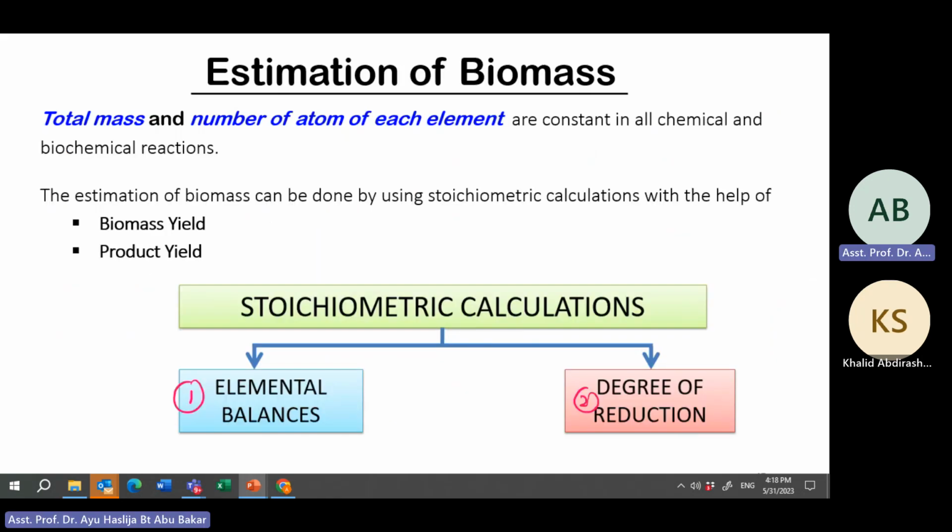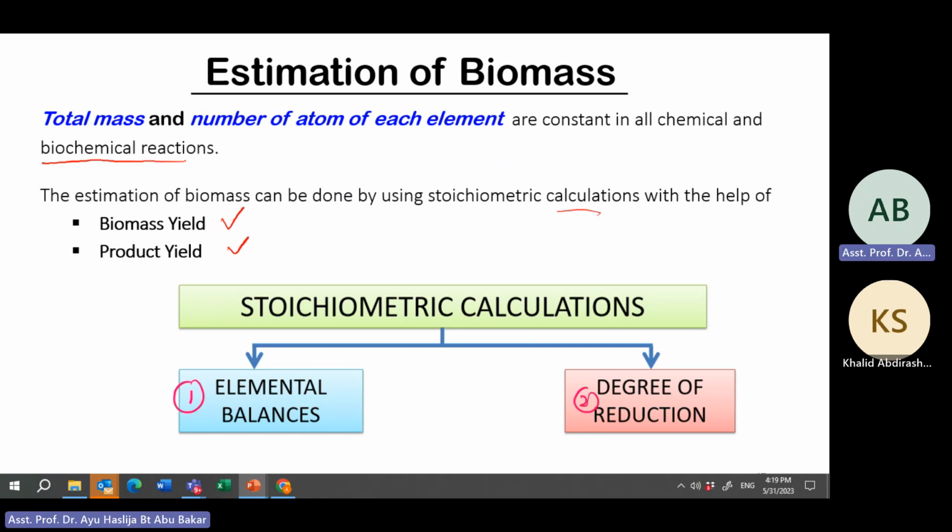Okay, now I proceed to the next slide. This is how to estimate the biomass. Total mass and number of atoms of each element are constant in all chemical and biochemical reactions. The estimation of biomass can be done by using stoichiometric calculation with the help of these two things, biomass yield and product yield. There are two types of stoichiometric calculation, whether from elemental balance or degree of reduction.